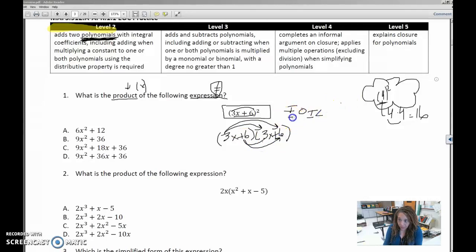So that's how we get FOIL. First, outer, inner, last. If you don't know, that says F-O-I-L. All right, so how do we actually do that math?